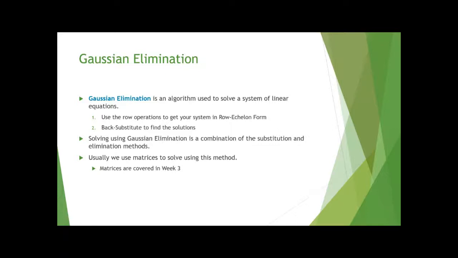So you're basically doing the elimination methods because those are the row operations. And then you're doing back substitution. That's your substitution method. So it's like we're combining both of the methods we know for solving systems together. Now, normally, you use matrices to solve using Gaussian elimination.